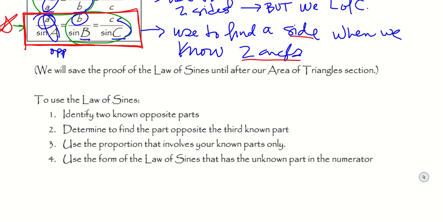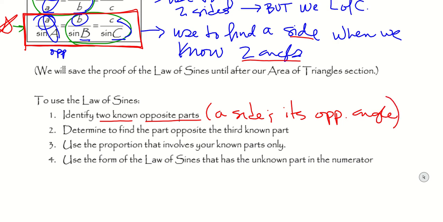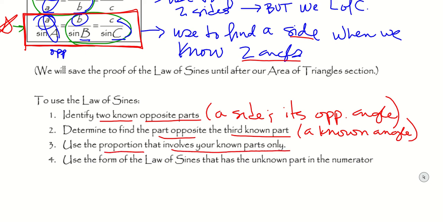So I'm not going to prove that law of sines, but we will go over this. To use the law of sines, we're going to identify two known opposite parts. So that would be a side and its opposite angle. We're going to determine the part opposite the third known part. So that would be a known angle, and we want to find the side opposite that angle. We're going to use the proportion that involves your known parts only.